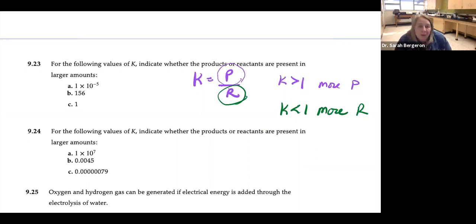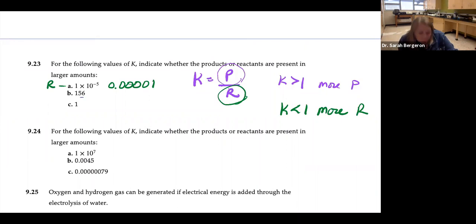Okay, so 1 times 10 to the minus 5th. What is that? 0 point, 1, 2, 3, 4, 5. Is that greater than 1 or less than 1? That's less than 1. So in this case, you're going to have more reactants, right? So, yeah, that's all they're asking for. More reactants or products. So we're going to have more reactants.